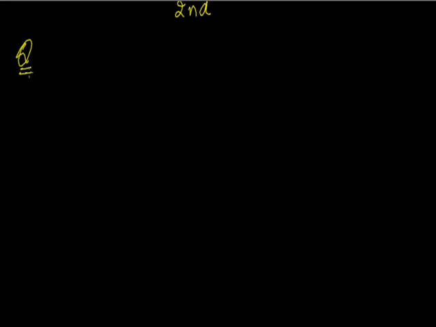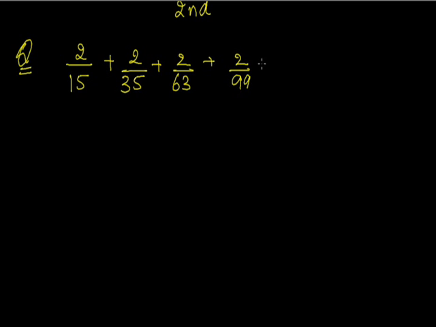Question second. It is also based on the sum of terms. It is given 2 upon 15 plus 2 upon 35 plus 2 divided by 63 plus 2 divided by 99 dot dot dot 2 divided by 9999. In this, what will we see? These terms are in AP or not, we don't know, as it is in fractions. So what can we do? We will split in the lower form.